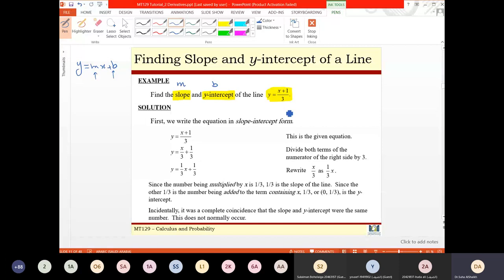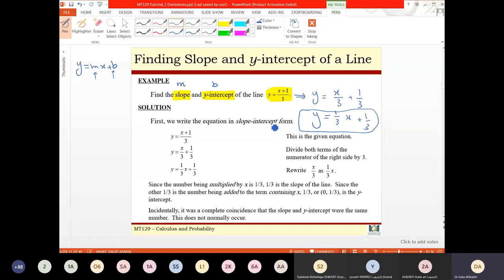Notice the equation is not in the standard form, so I have to make it into the standard form. This is y equals x over 3 plus 1 over 3. What does it mean to have x plus 1 over 3? It's x over 3, it's 1 over 3. This can be written as one third times x plus one third. It's in the standard form now, right? You can see it. y equals something times x plus something, this we call the standard form.